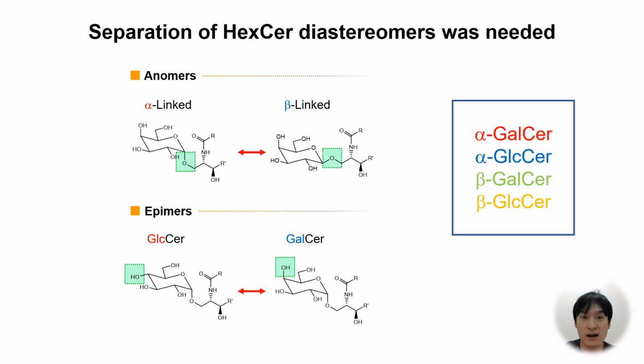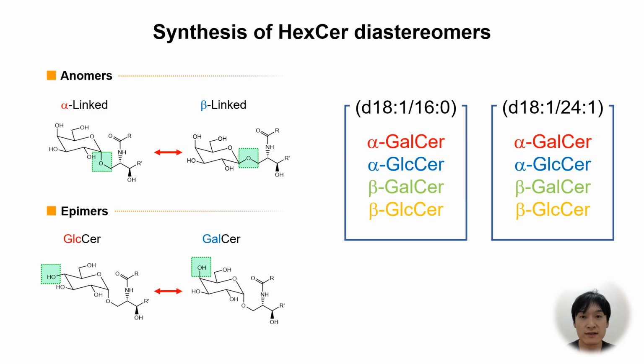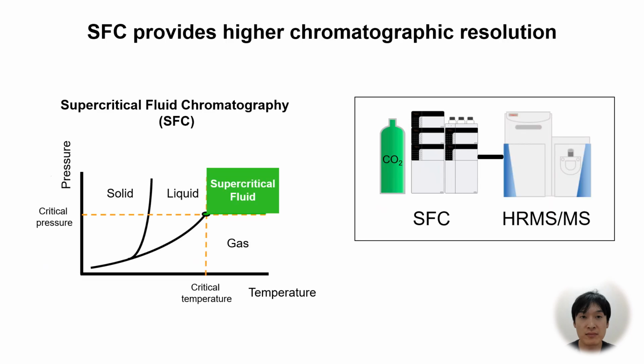To detect alpha-GalCer or alpha-GlcCer, we needed to separate these four diastereomers. So, we synthesized and prepared these 8 hexoceramides. We performed separation experiments using supercritical fluid chromatography, SFC.